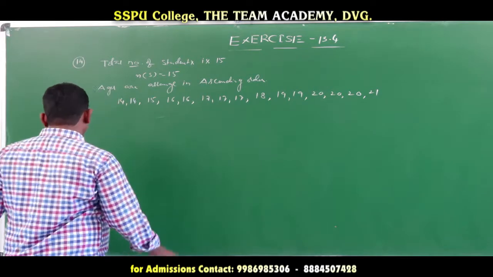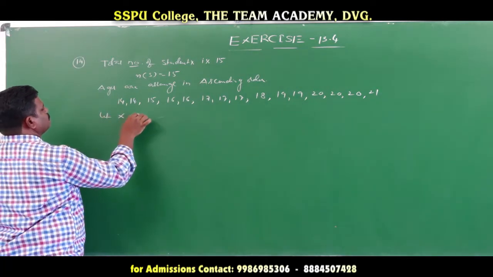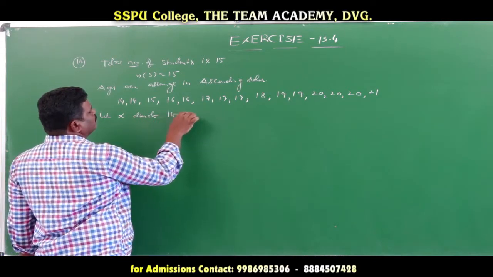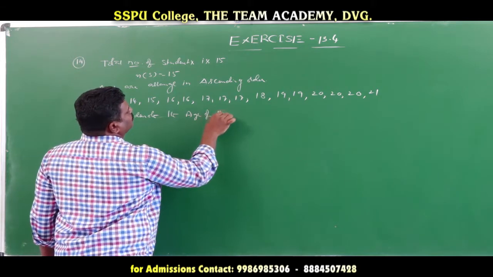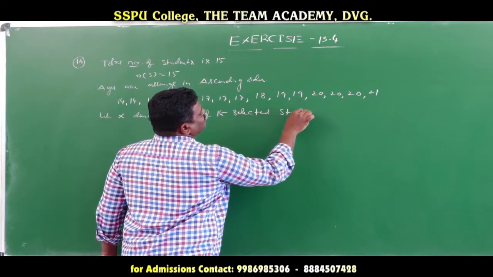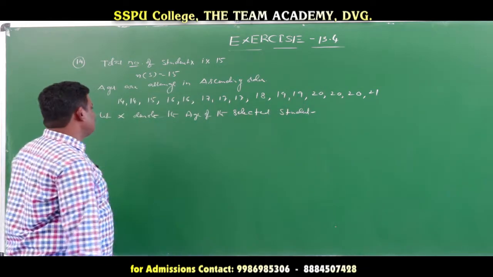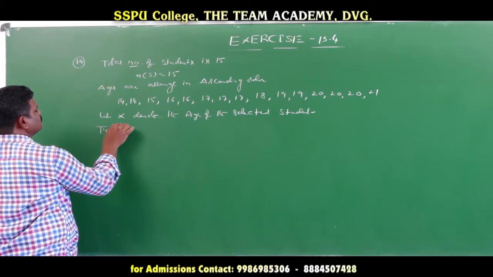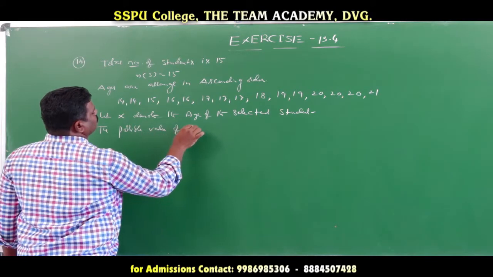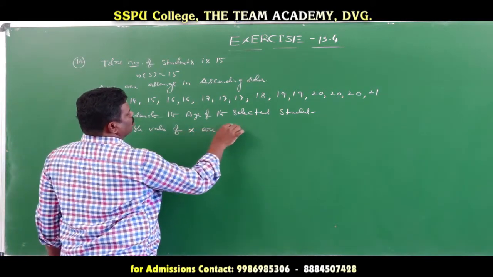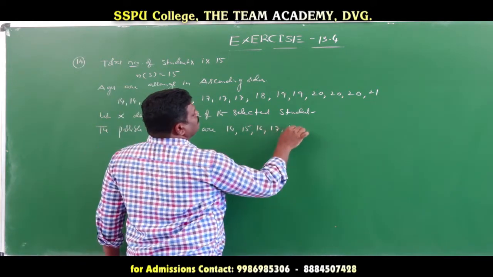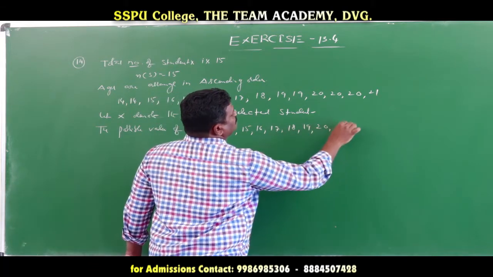Now let X denote the age of the selected student. The possible values of X are 14, 15, 16, 17, 18, 19, 20 and 21.